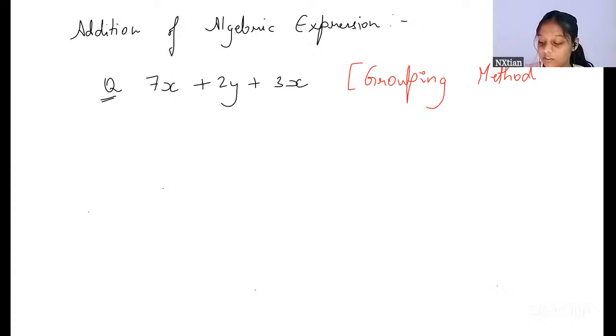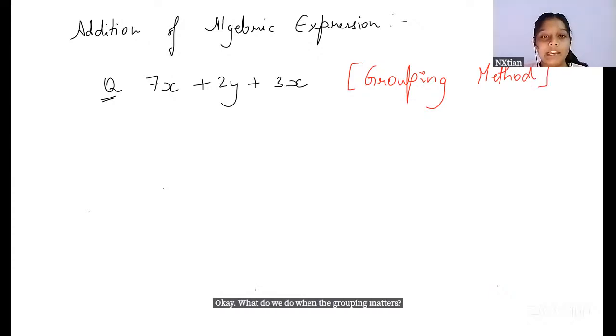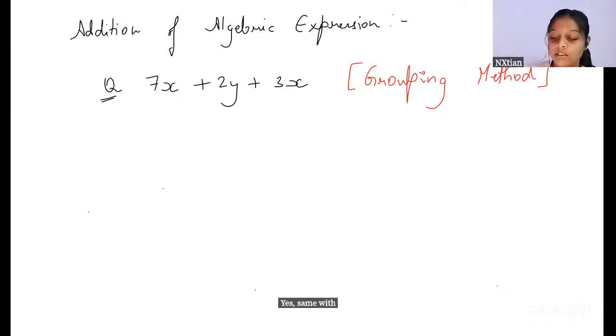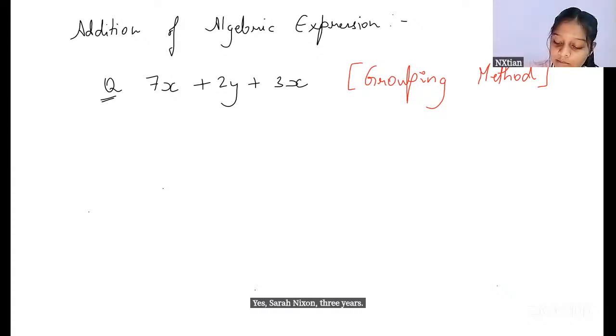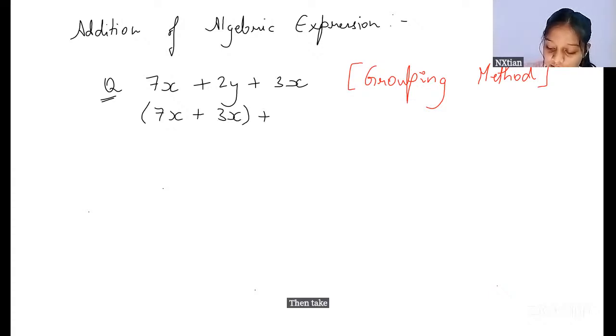Okay. What do we do in the grouping method? We group the like terms together. Now, how to know what is a like term? Terms with the same variables. Yes, same variables in all terms. So what are the like terms in this expression? Anyone? Ma'am, 7x and 3x. Yes, 7x and 3x. Put them together in one bracket. 7x plus 3x.